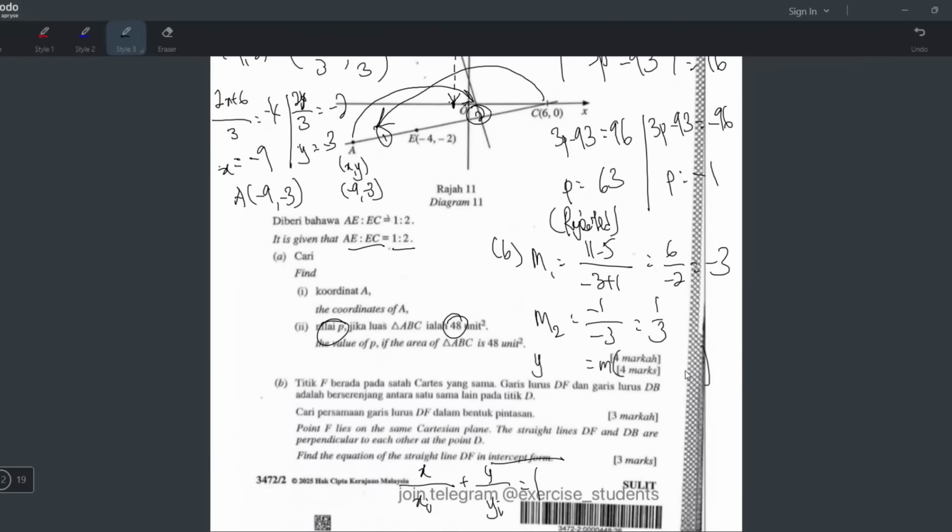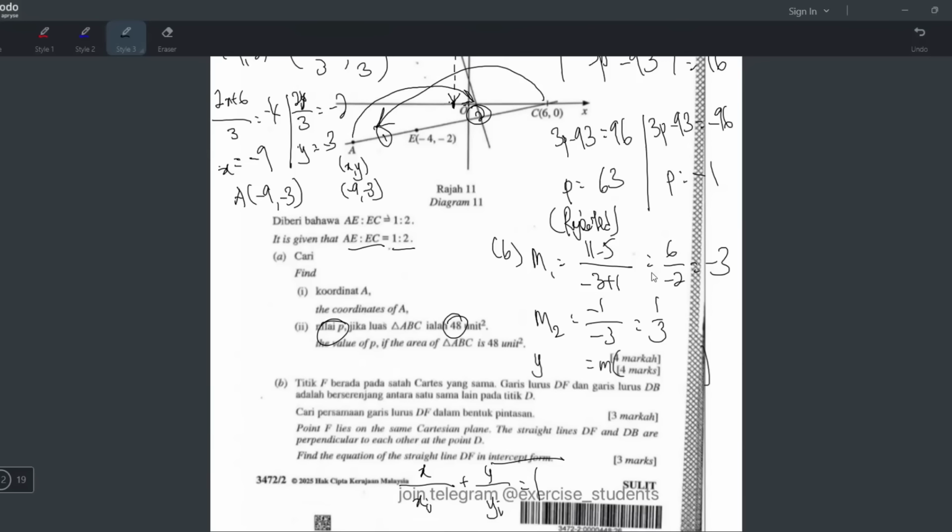Of course, you can use the other method also, the y equals mx plus c method: substitute the m, and then for the c, substitute the x, y to find the c and then rewrite the whole thing. You can also use that method if you want. But in Addmaths, usually we use this method. Okay, y minus y1 equals gradient times x minus x1.